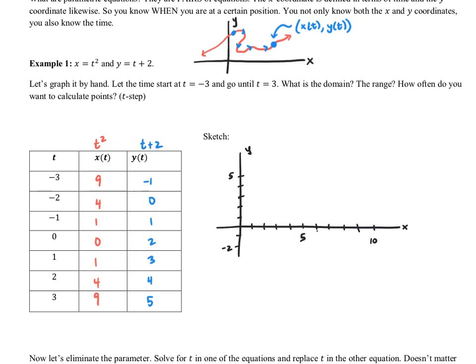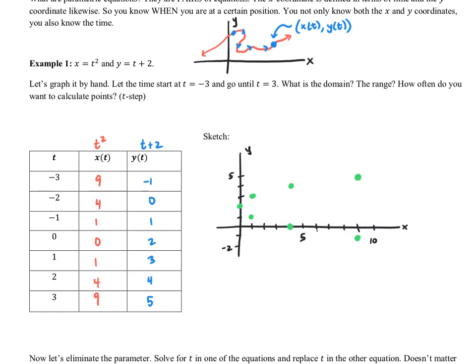Now keep in mind that the parameter t is allowing us to access the ordered pair. So for instance, when t is -3, my ordered pair is 9, -1. So my ordered pair is here. Again, this is when t is -3. I'm not graphing -3, I'm graphing 9, -1. Then when t is -2, my ordered pair is 4, 0; then 1, 1; 0, 2; 1, 3; 4, 4; and 9, 5. So about right there.